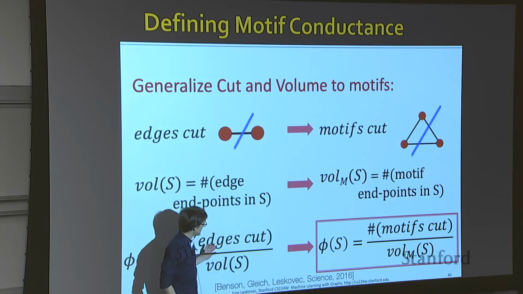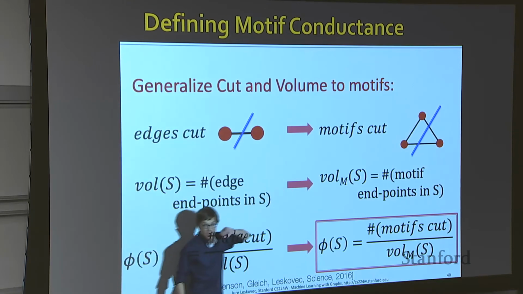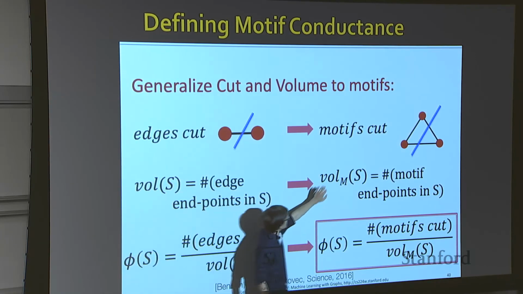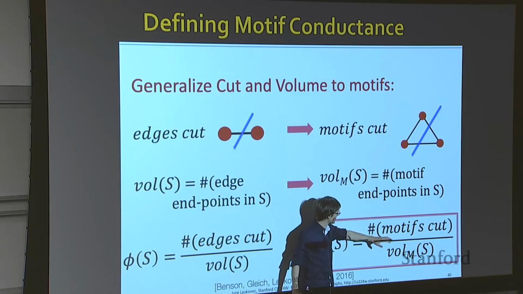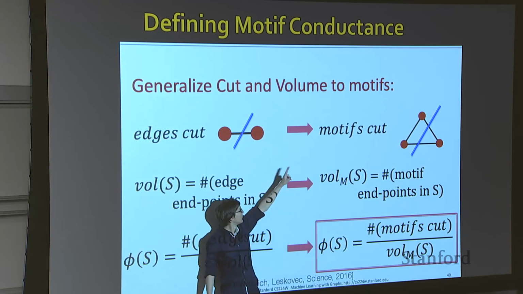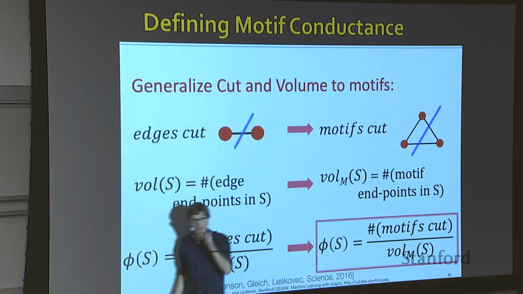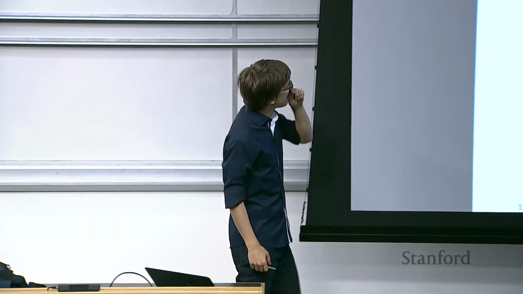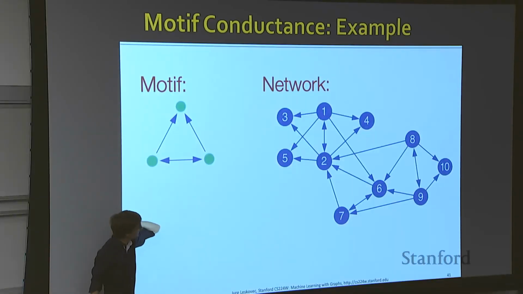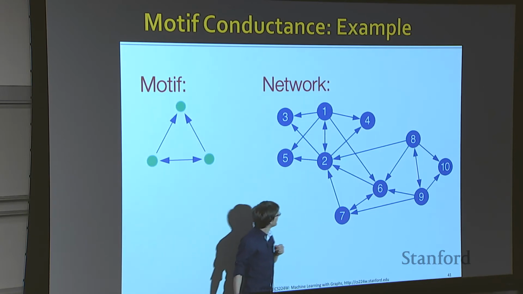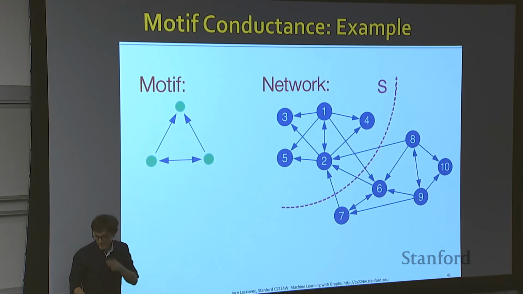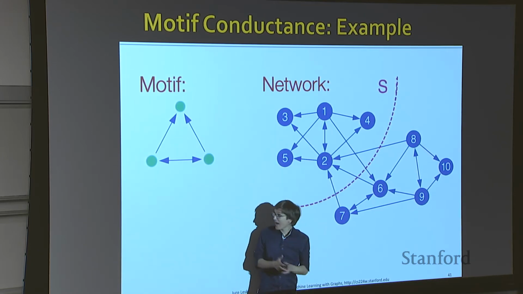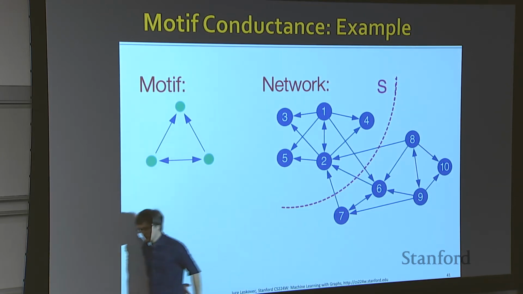So in some sense, we just in a straightforward way generalized our definitions of cut, volume, and conductance to the notion of motif cut, motif volume, and motif conductance. Okay? So let me give you an example. Imagine this is the motif of interest, and here is my network. Then, for example, we want to ask what is the conductance of this cut, and we care about conductance with respect to this motif.